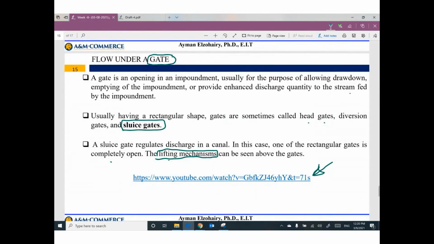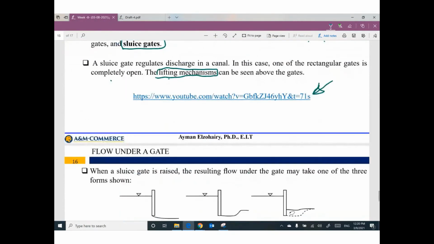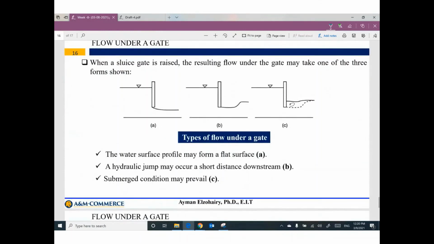Anyway, it can be seen above the gate. Sometimes we have water here. If you open this gate, this flow looks like this. Sometimes after you open the gate, the water will go through and then rise up. Sometimes we have submerged flow, the water level here above the opening of the gate. So the water surface profile may be from a flat surface like this one, or hydraulic jump. We can expect hydraulic jump here.